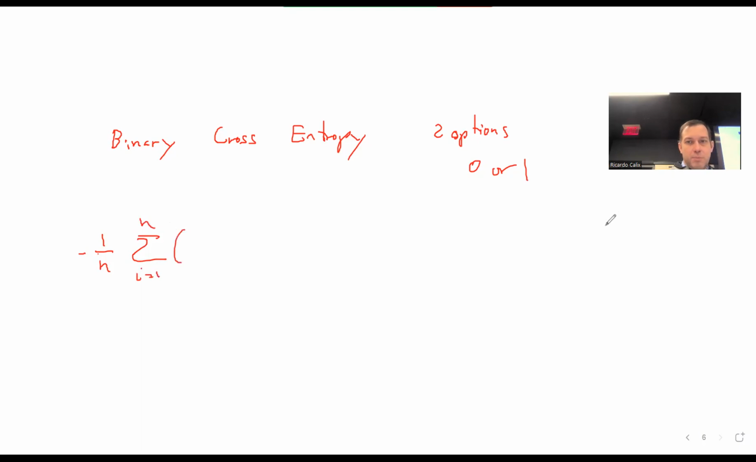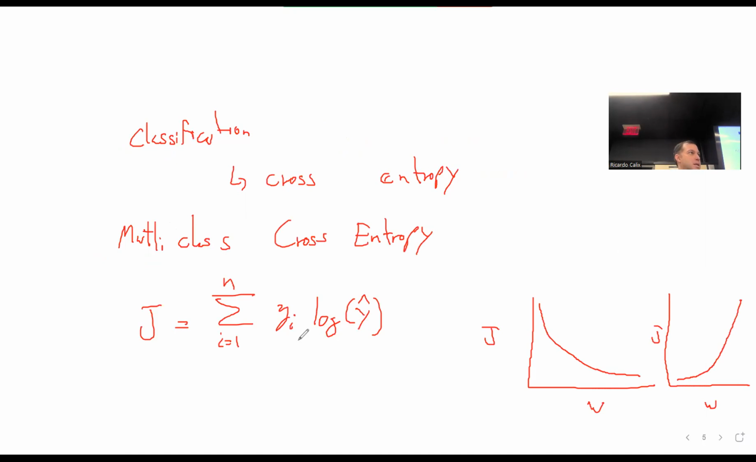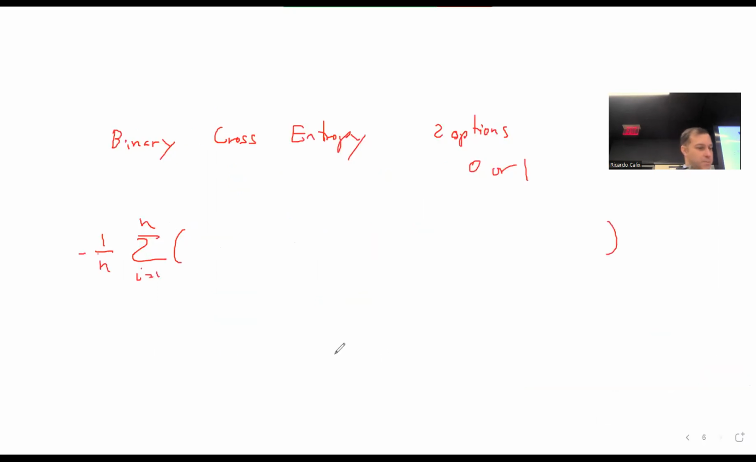Now, this is what's going to be pretty important. If you remember, for the multi-class, it looks like this, and we still need this log to be able to create these shapes. But now we're going to do this. First I'll write the equation, and then I will draw the graphs. Just to be consistent, I'll say y_i log of y hat i. This is a log, sorry.